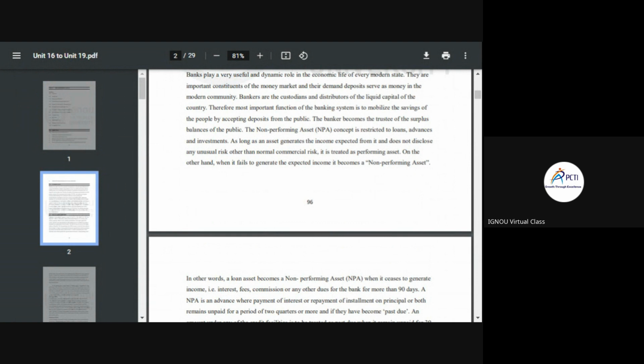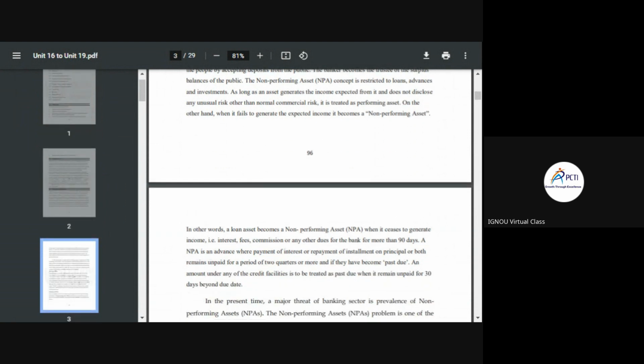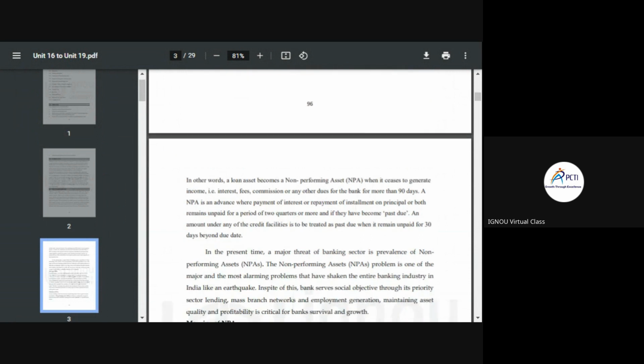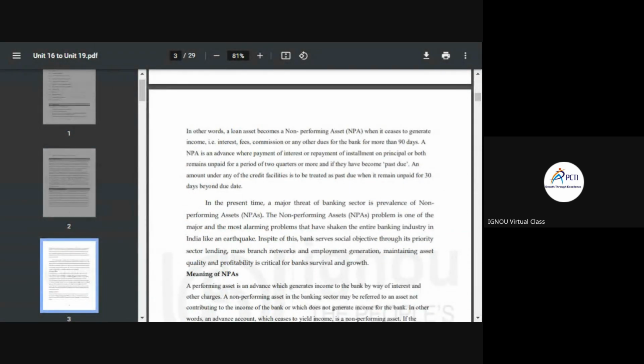So as long as an asset generates the income that is expected from it and does not disclose any unusual risk other than normal commercial risk, it is treated as a performing asset. On the other hand, when it fails to generate the expected income, it becomes a non-performing asset. So basically, an NPA is an advance where payment of interest or repayment of installment on principal or both remains unpaid for a period of 2 quarters or more, if they have become past due. An amount under any of the credit facilities is treated as past due when it remains unpaid for 30 days beyond the due date.